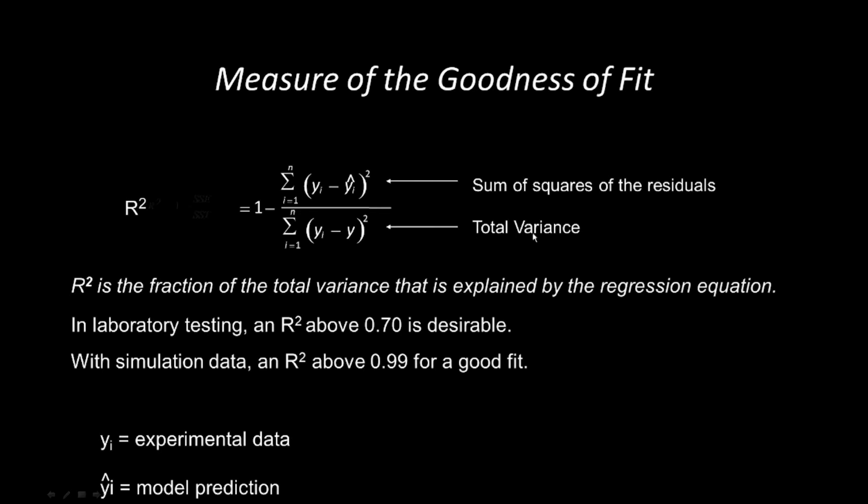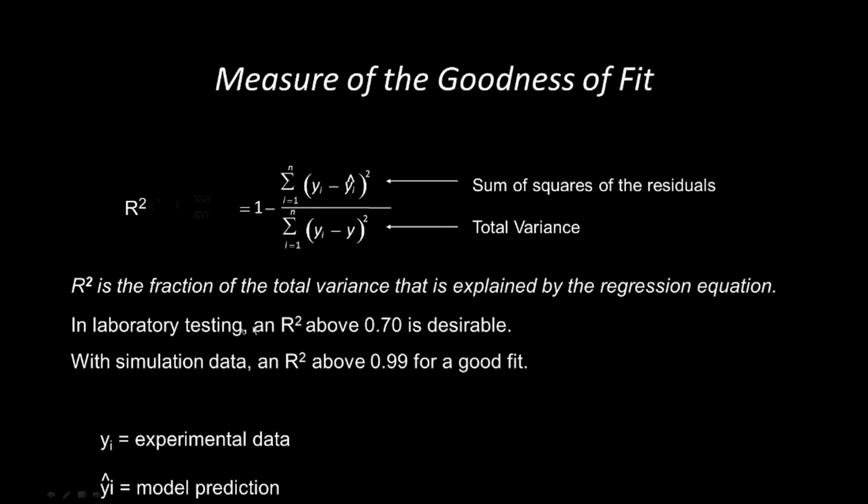The sum of yi minus y bar squared is called the total variance. The sum of yi minus y hat squared is the sum of squares of the residuals. This is the residual because this is experimental and this is what the model predicts, so this difference is called the residual. This ratio gives R square. R square generally should lie between 0 and 1. It will not go negative because it's a square. 0 means absolutely no relationship or fit, and 1 is best.